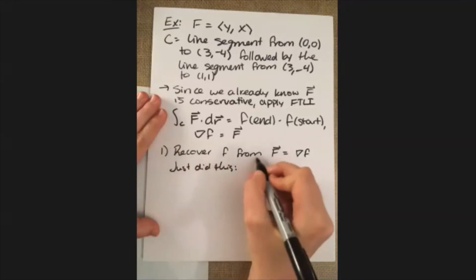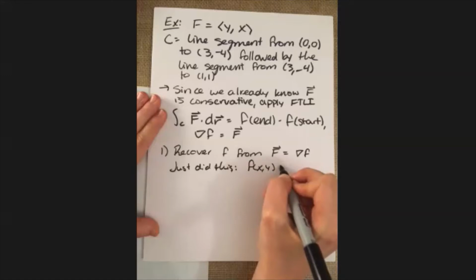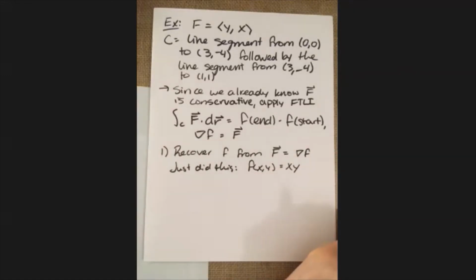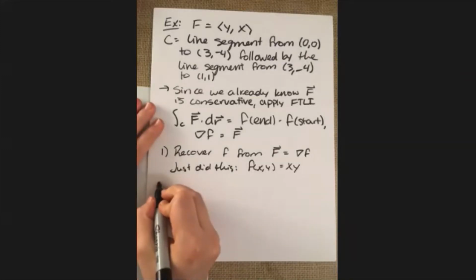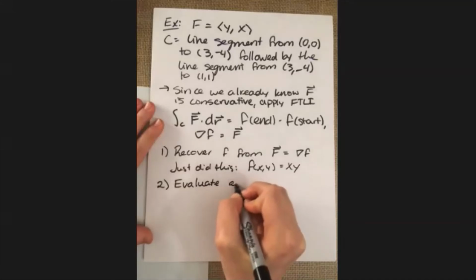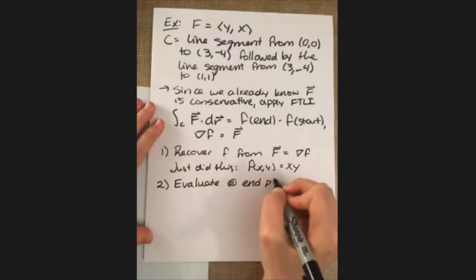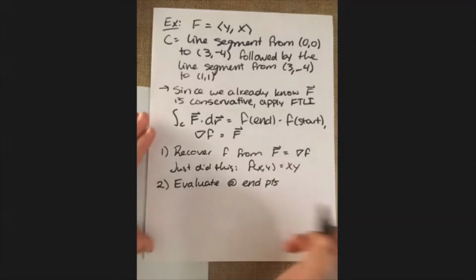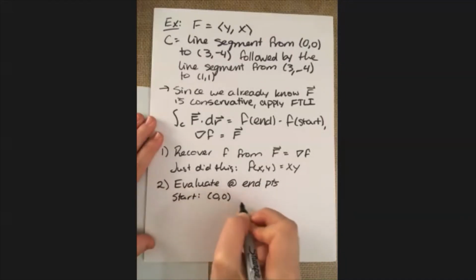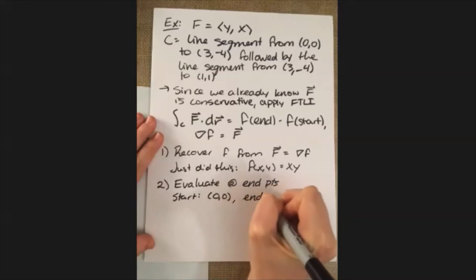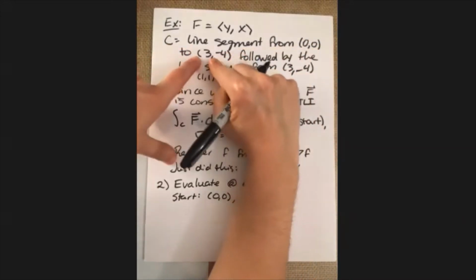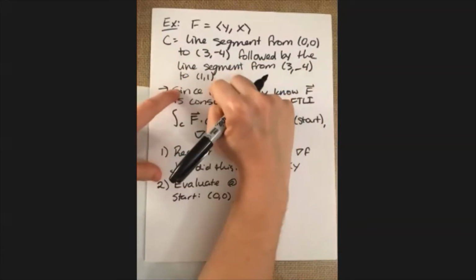And we said that our potential function was x times y. And now our step 2 is to evaluate at the endpoints. So we had said that we started at 0, 0. And we end at, okay, so we have 0, 0, and then we go to 3, negative 4, and then we go from 3, negative 4 to 1, 1.